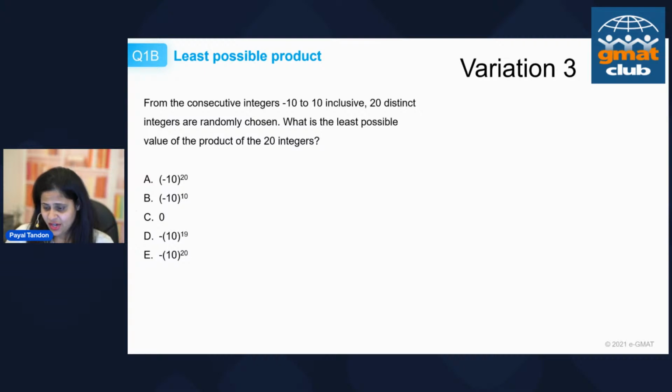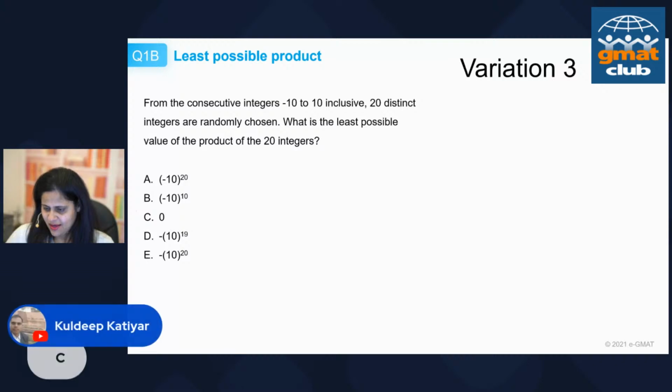Okay, this is variation number 3. So when you're putting in your answers, please write down variation number 3. You can write 3 dash and then give me the answer. A, B, C, D, E. Which one? Okay, Kuldeep says C. Anybody else for C? And why is that, Kuldeep? What's the difference between this question and the previous one?